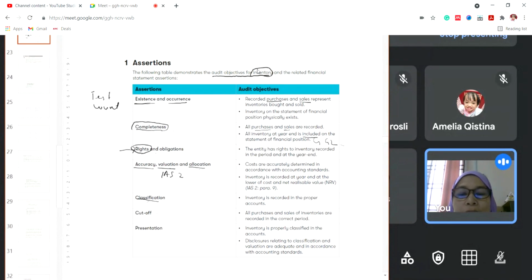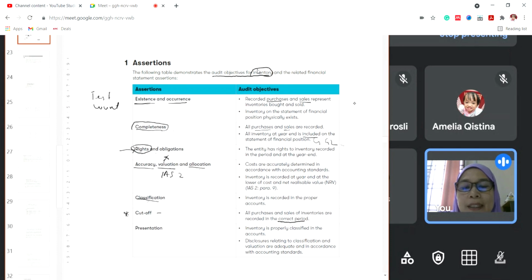And cut off, this is what we are going to highlight today. Cut off means all purchases and sales of inventories are recorded in the correct period. So what period do you take as the cut off period to see whether the GRN and GDN are excluded or recorded? Because you are going to determine whether the correct period is applied on the purchases and sales of inventories.